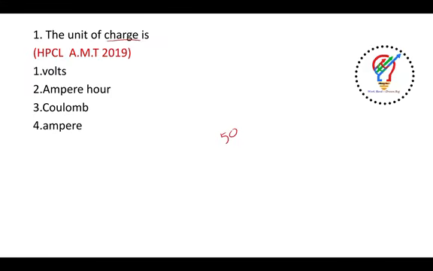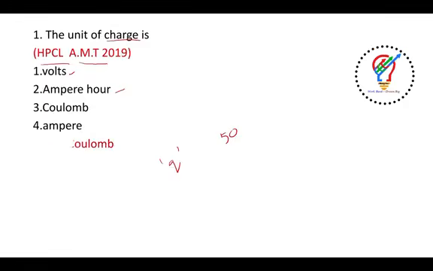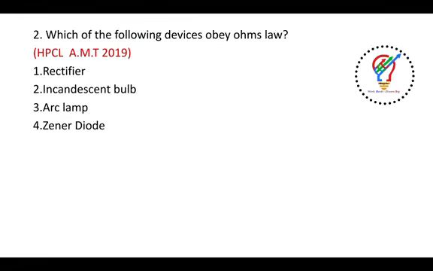This question is from the HPCL AMT 2019 paper. What is the unit of charge? It's nothing but coulomb here. Volts is a unit for voltage and ampere hour is the battery capacity. Coulomb is a unit of charge and ampere is a unit of current. So the answer for this question is coulomb. Next question here.